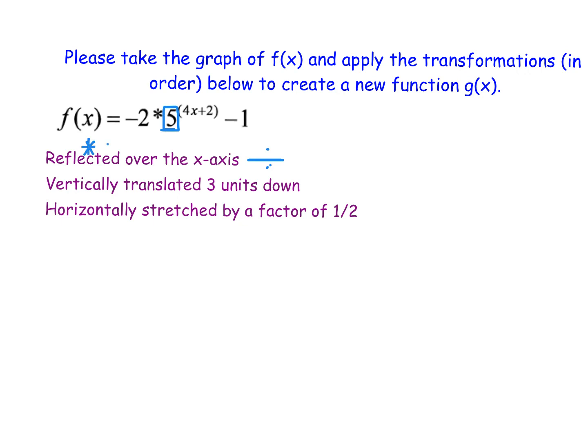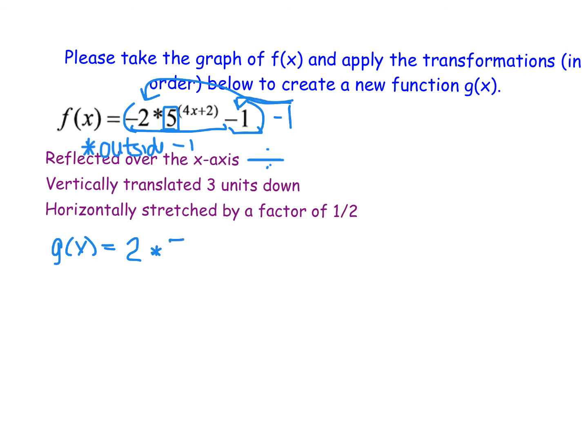So I'm going to multiply the outside by -1. So what I'm going to end up doing is I'm going to multiply the coefficient here of my exponent by -1, and then this term by itself by -1. So I'm multiplying each chunk by -1. So my new function down here is going to be g of x is equal to a positive 2 times 5 to the power of 4x plus 2, and then plus 1 on the outside.